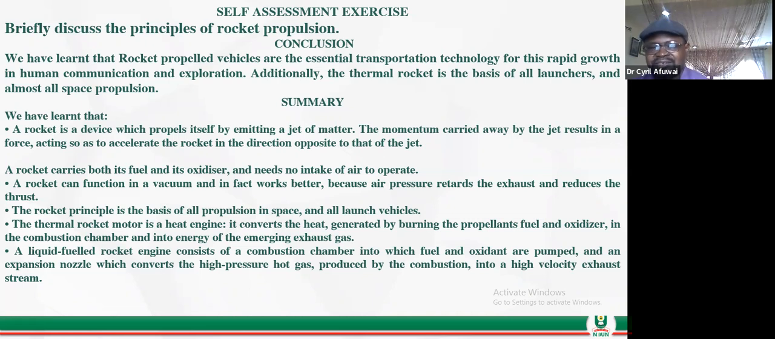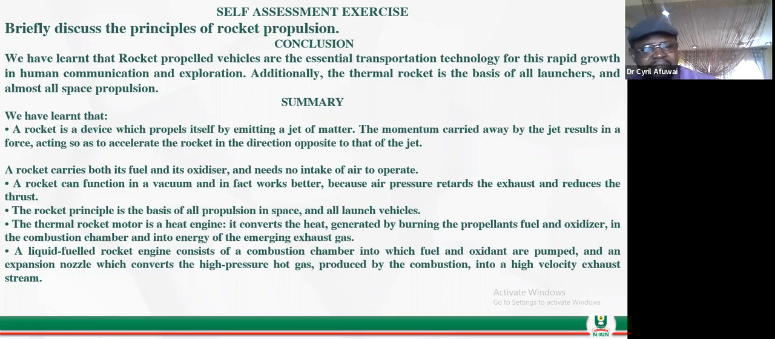And you could remember that in Newton's third law of motion. What is Newton's third law of motion? It says for every action, there is an equal but opposite reaction. So make sure you know that it's the basis of rocket propulsion.